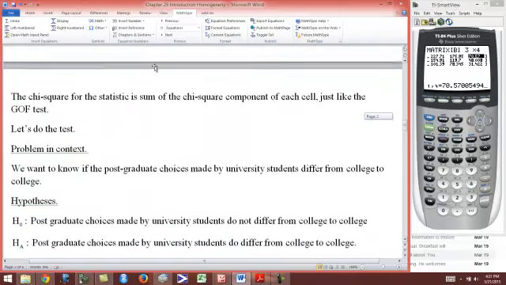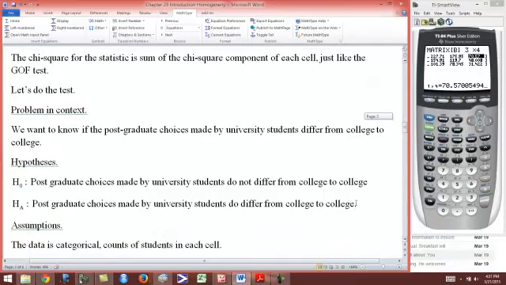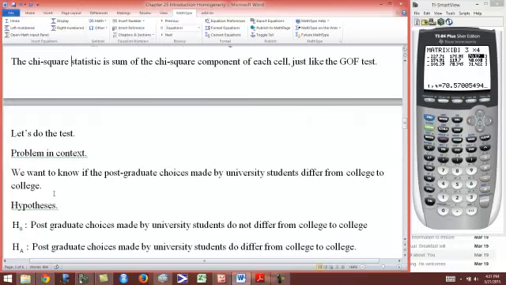The chi-square test statistic is the sum of the chi-square component for each cell, just like the goodness of fit test. So let's do the test.